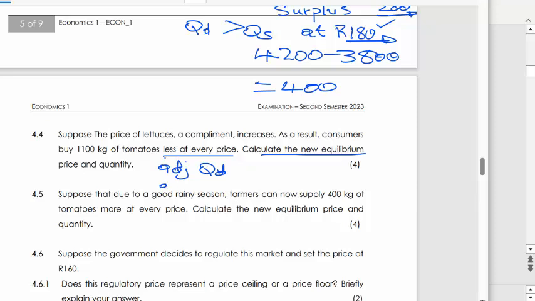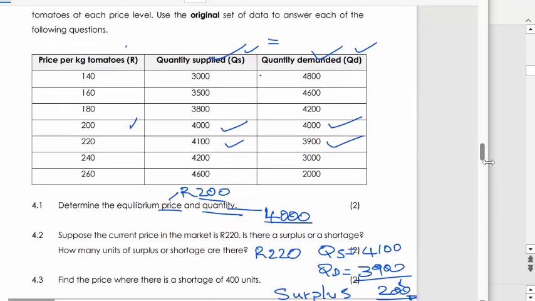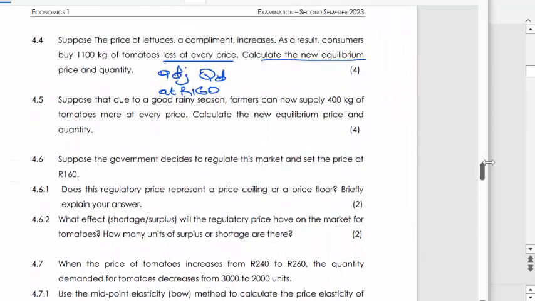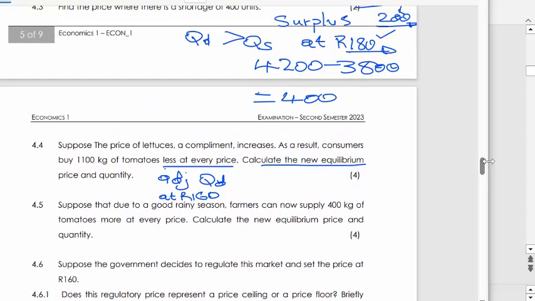So at that price of 160, let's go up and check, because I want you to be sure. At price 160, do you see it? It's number 2. So at price 160, where am I? 4.4. So at price 160, the quantity demanded, QD, is equal to 4,600.